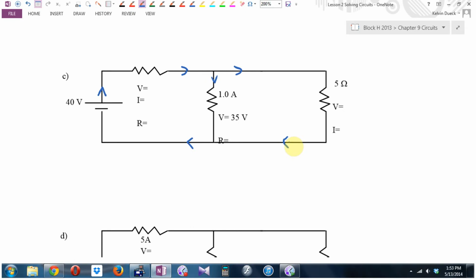So first of all, they gave me current, they gave me voltage. What else can I find? I can find the resistance. How can I find R? What's the equation from your pink sheet? In your head, 35 divided by 1. I think you're right. And resistance is in ohms. Okay? Now, how does that help?